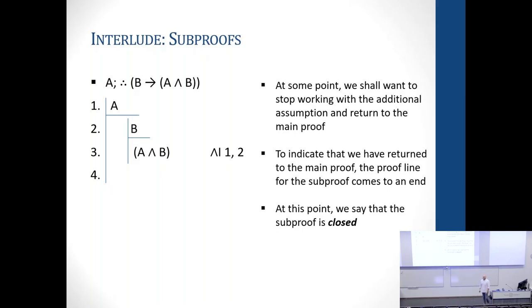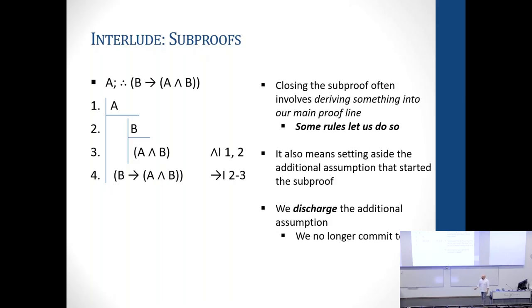So what we can do at line 4 is introduce a conditional. We can say, hey, if B were true, then we could get the conjunction. So that tells us on the main line that B conditional conjunction. So we discharge. All that we discharge is our commitment to the additional assumption. And when we do that, the individual lines inside that subproof are inaccessible to us now.